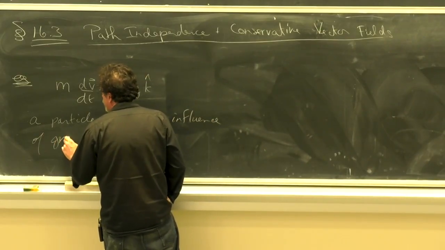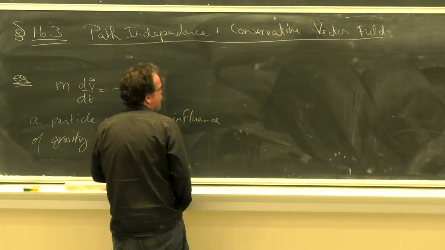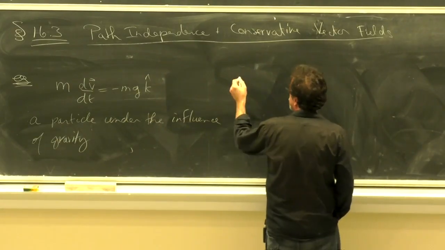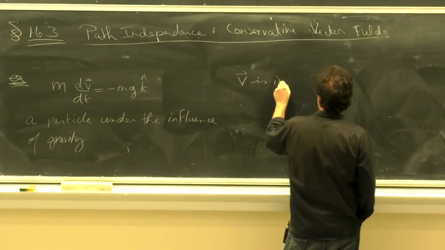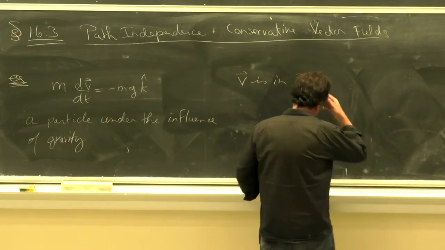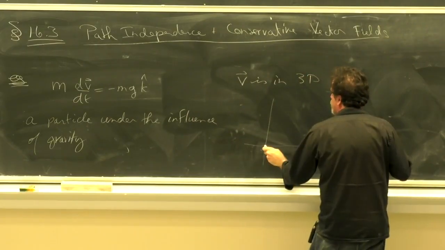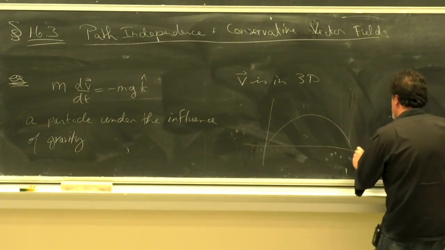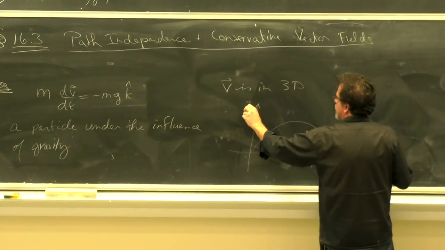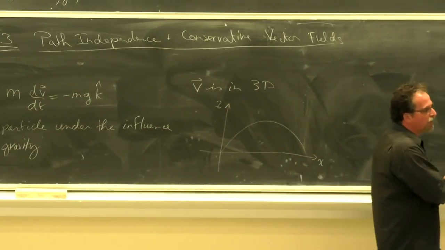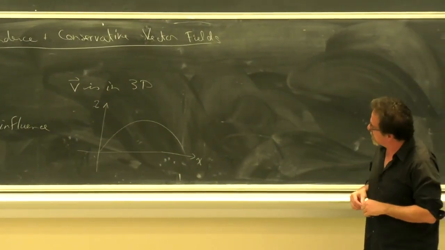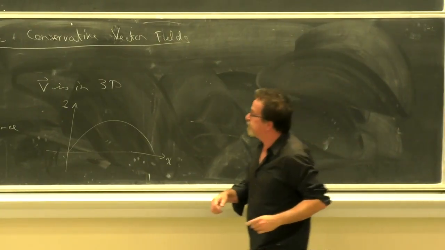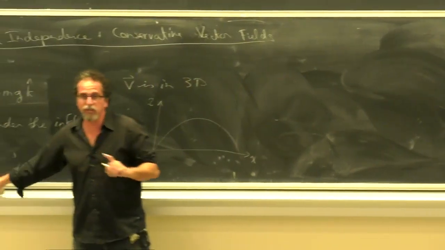And our vector field, we're going to stay with our vector field in 3 dimensions. V is in 3D. Everybody's in 3D right now. And we know the solutions to this thing. We throw baseballs, and we create parabolic arcs. This is, say, x, and this is the z direction. That's a sloppily drawn axis.